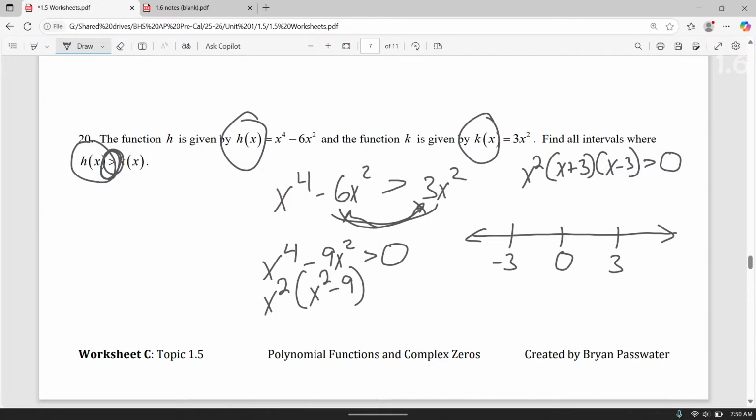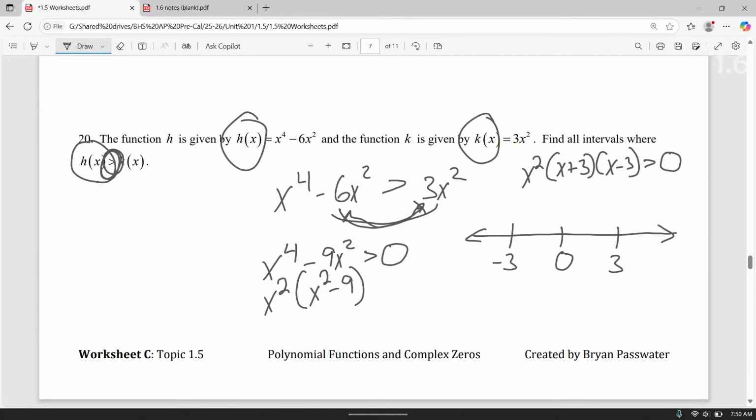And they're all crosses, so really you only need to plug and chug one thing. If it's plus over here, it's going to be a cross and a cross and a cross. Because there's no, I'm sorry, 0 is a multiplicity of 2. So they're not all crosses. It's a cross, cross, bounce. Anyway, we'll plug negative 4.